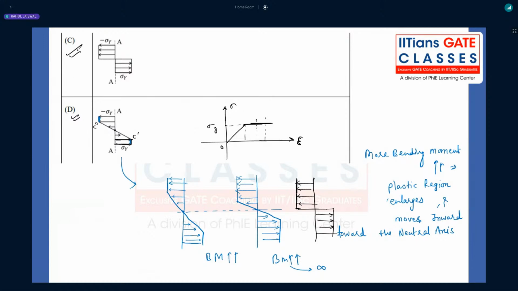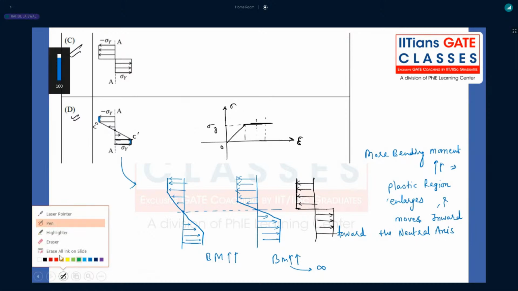So please check whether you are getting this question properly or not. Any doubt? Can we move to the next question? C and D both will be correct for this case. Yes. Shall we move to the next question?